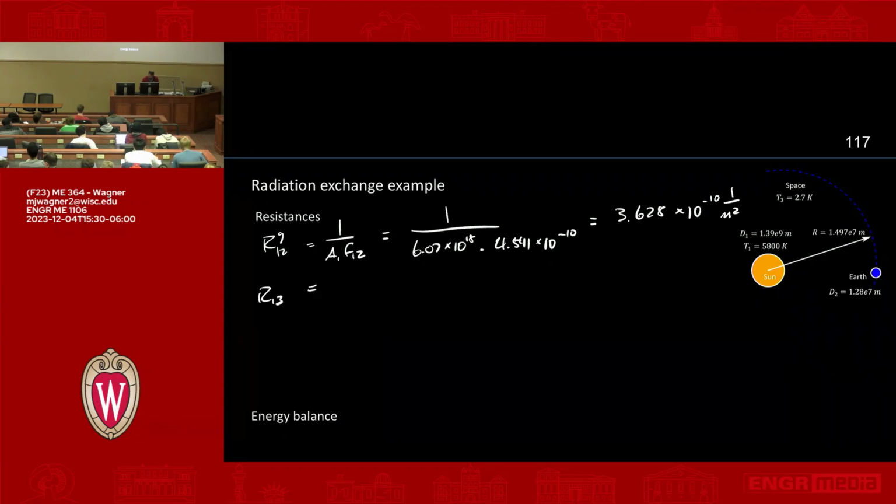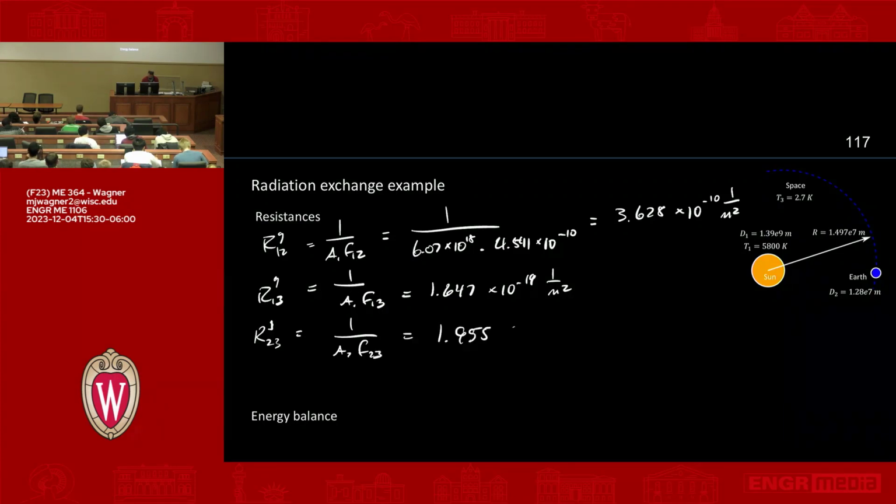RG13 is 1 over A1 F13. That equals 1.647 times 10 to the minus 19th, 1 over meter squared. And then lastly, RG23 is 1 over A2 F23, which equals 1.955 times 10 to the minus 15th, 1 over meter squared.